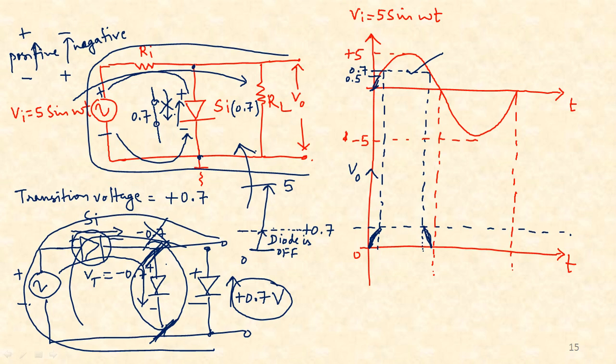Please understand, for an ideal diode it was 0, but now it is a silicon diode. The drop is 0.7. Even though it is a short circuit, internally the drop is 0.7. So even though the input signal increases from 0.7, the diode is on. In this entire range the output voltage has to be 0.7. It can never exceed 0.7.